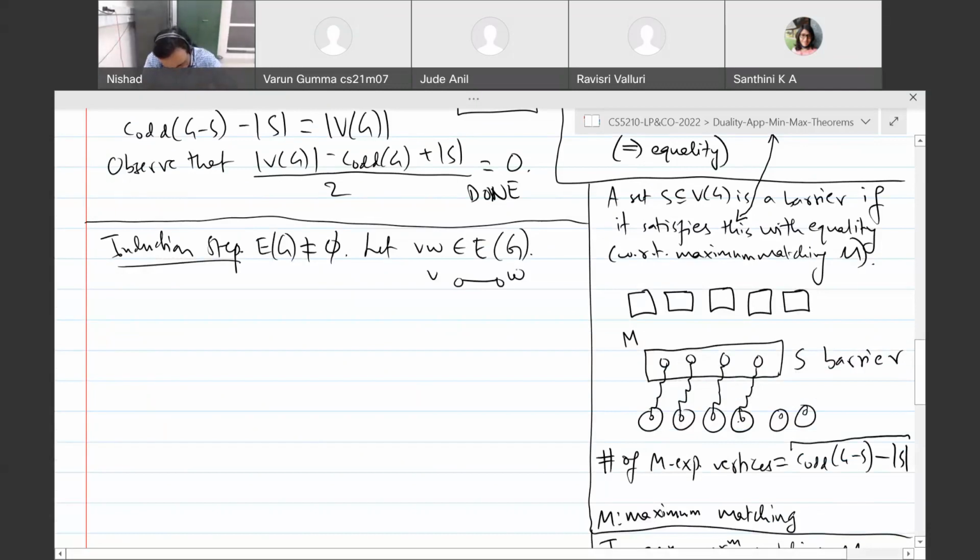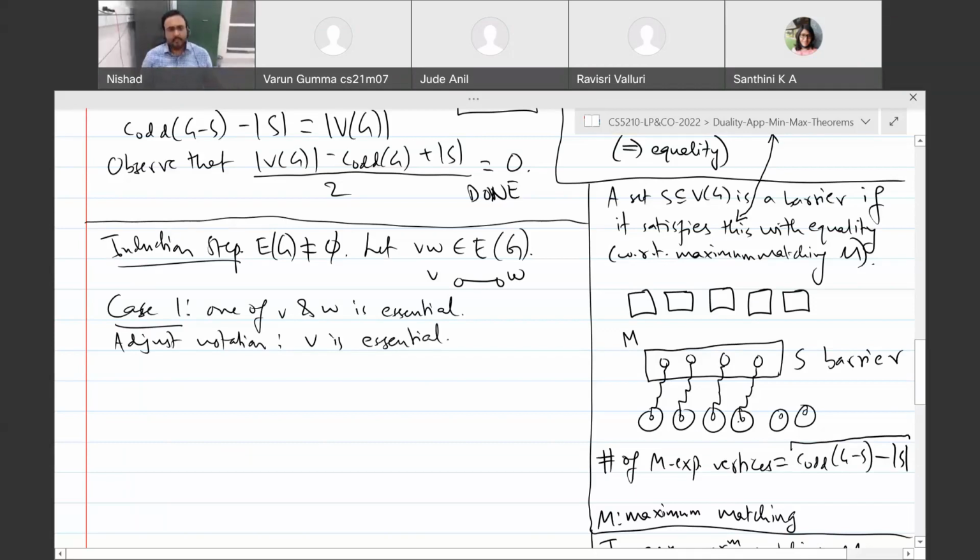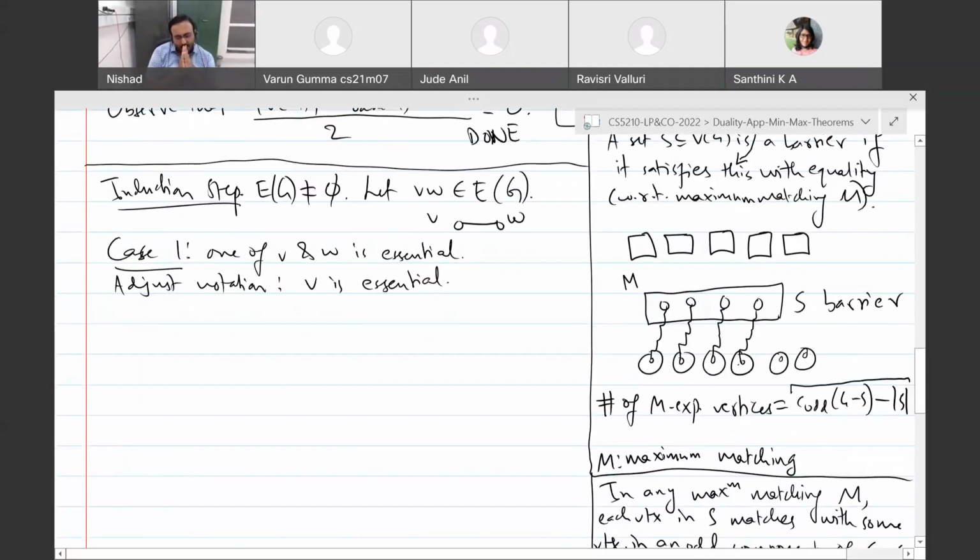So case one: one of V and W is essential. Okay, it doesn't matter. So adjust notation such that V is essential. Okay, so what does it mean for V to be essential? It means that the cardinality of the maximum matching in G minus V will go down by 1.